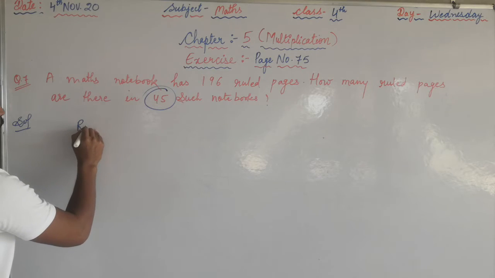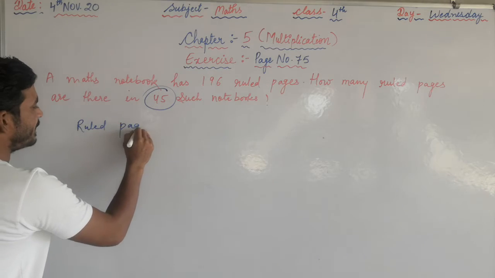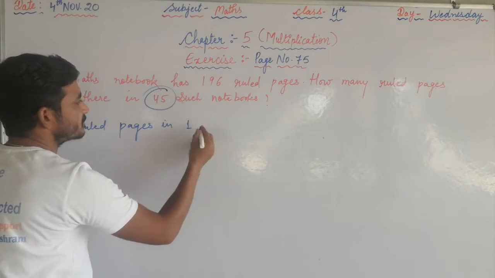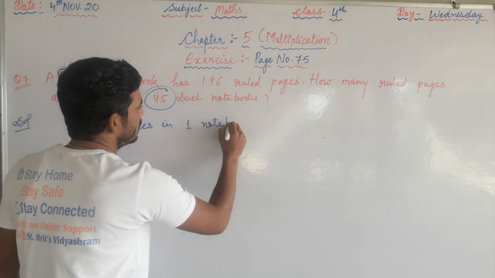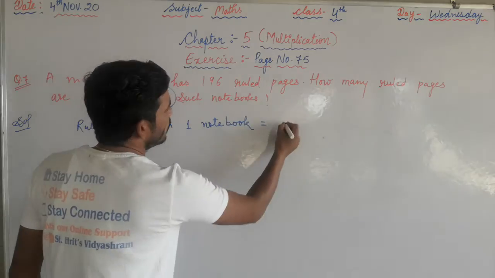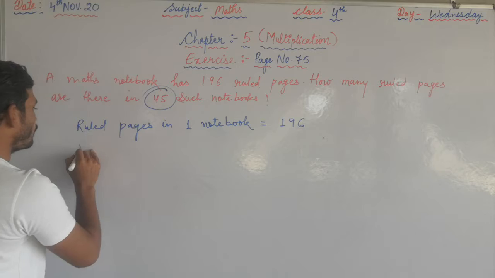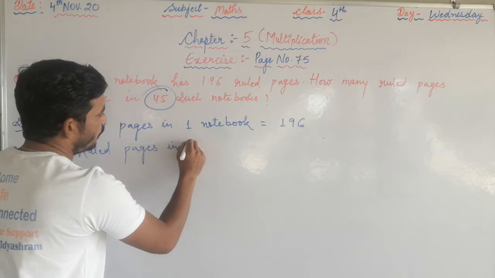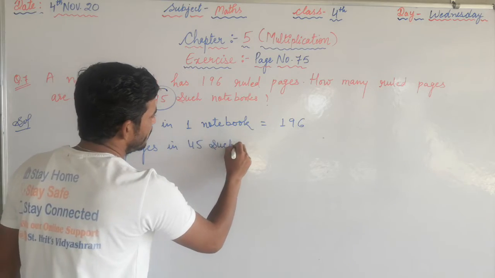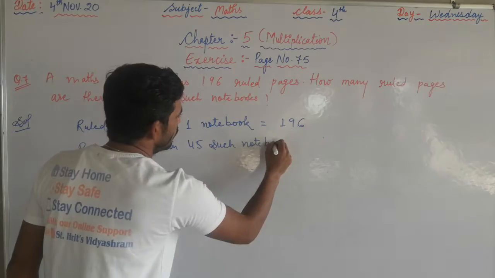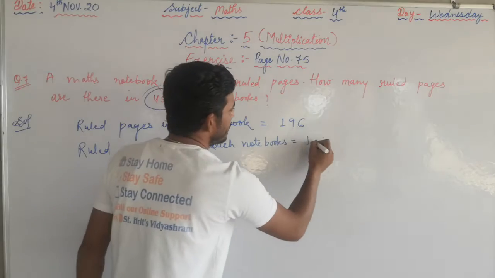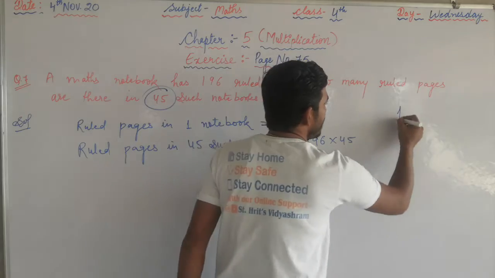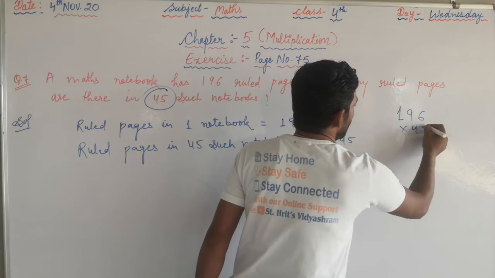Ruled pages in one notebook equals 196. Then ruled pages in 45 such notebooks equals 196 multiplied by 45. Okay, now see, 196 you have to multiply by 45.